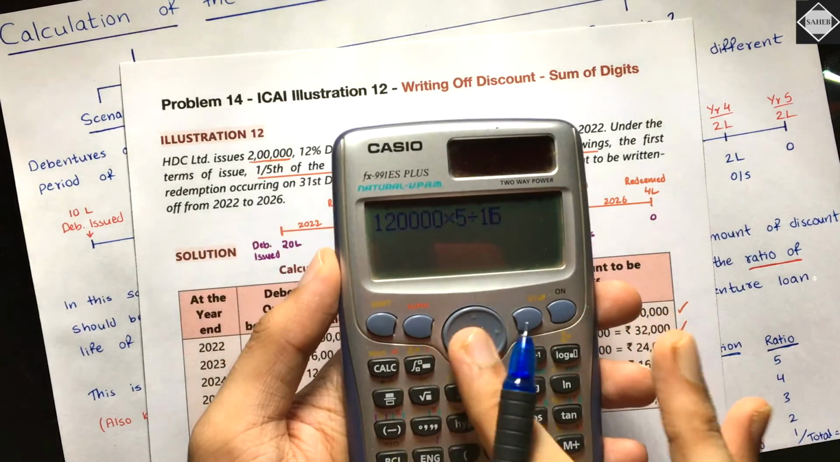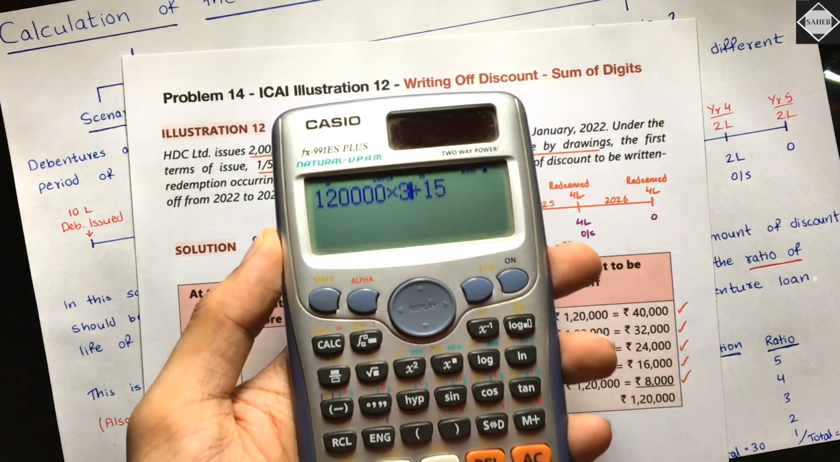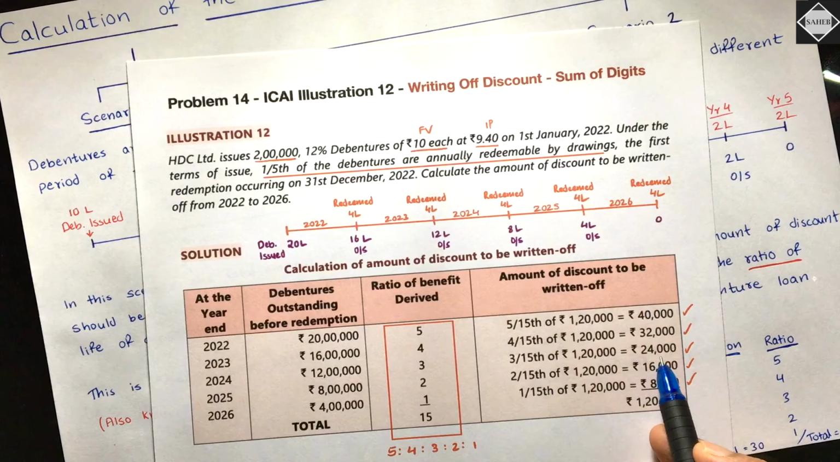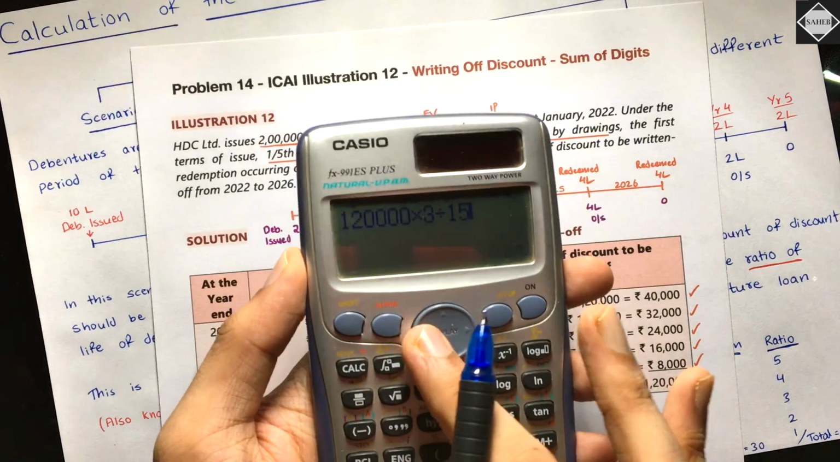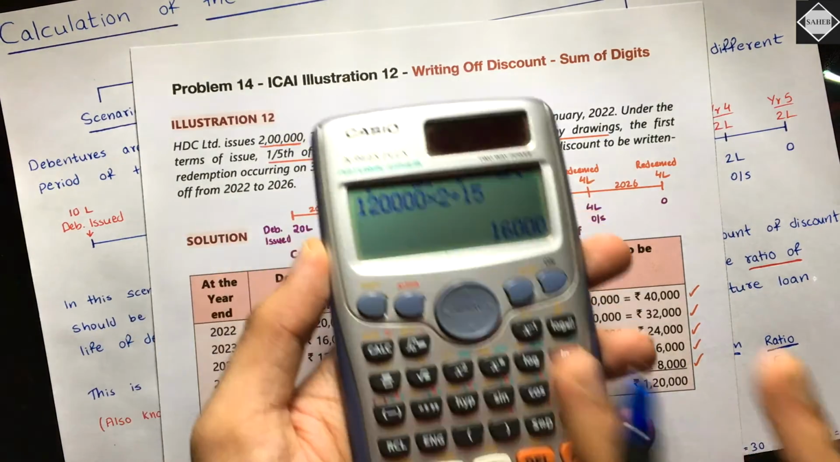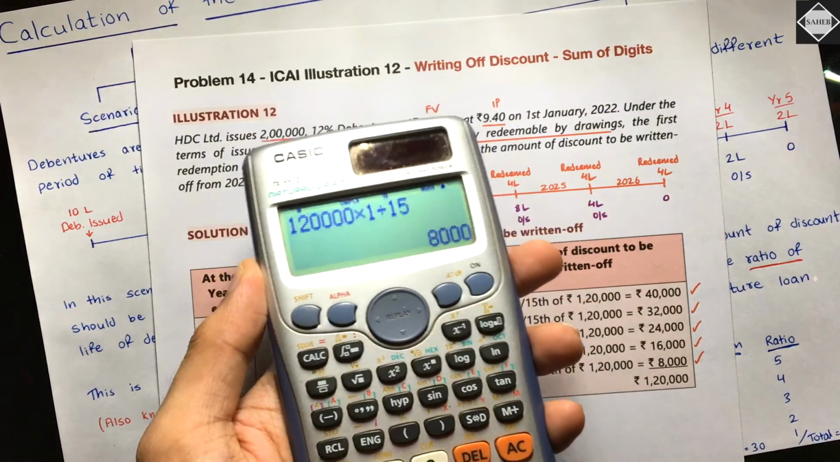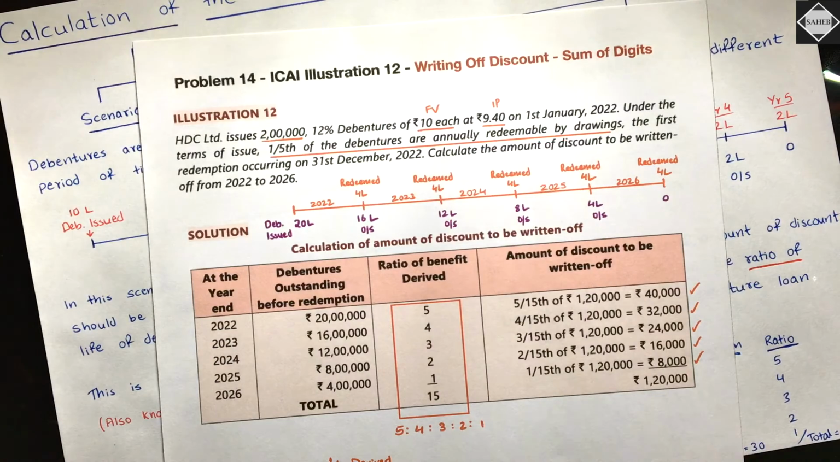And then in the next year, it's really simple. 4 divided by 15, that's 32,000. And then 3 divided by 15, that's equal to 24,000. In the fourth year, it's 2 divided by 15, that's 16,000. And in the last year, the fifth year, it is 1 divided by 15, that's equal to 8,000. Is it clear? This is how you have to do it. In total, all 1,20,000 in 5 years has been written off by taking to the statement of profit and loss. Is it clear? Simple and straightforward.